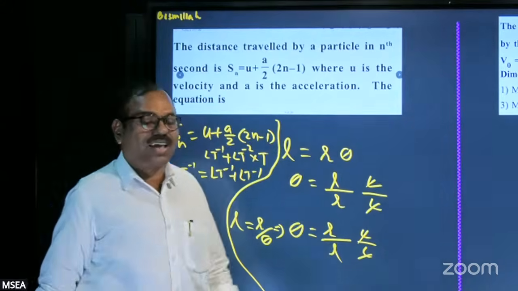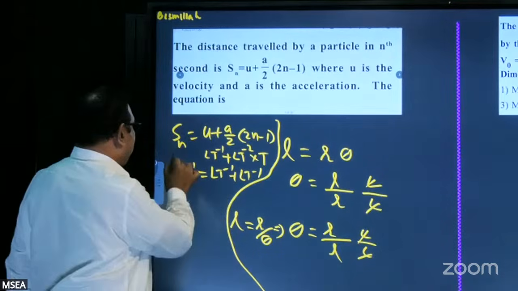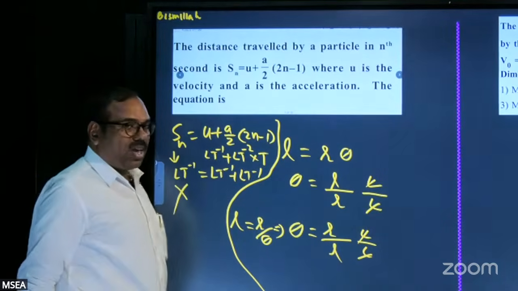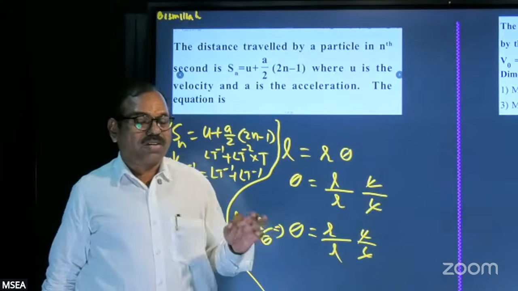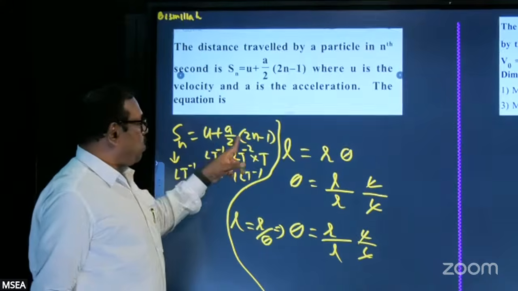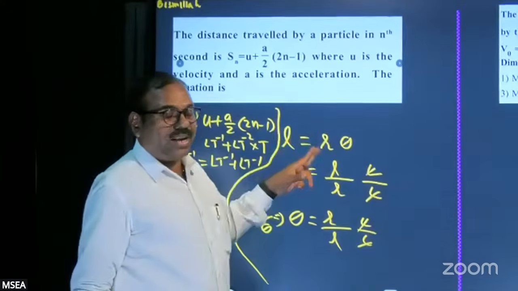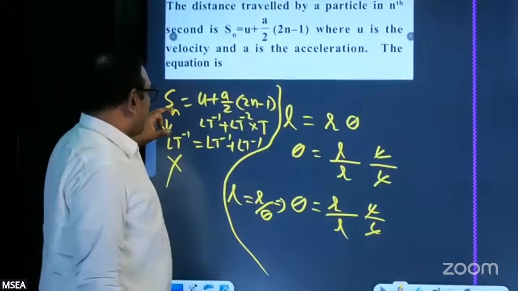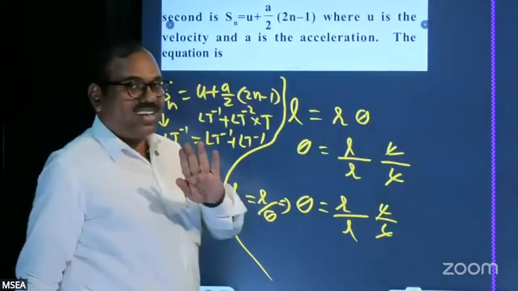Most of the students get confused about the dimension formula for Sn. In the books they give it, but most students say it is LT minus 1, which is wrong. The dimensional formula for Sn in Sn equal to u plus a by 2 into 2n minus 1 is not LT minus 1.